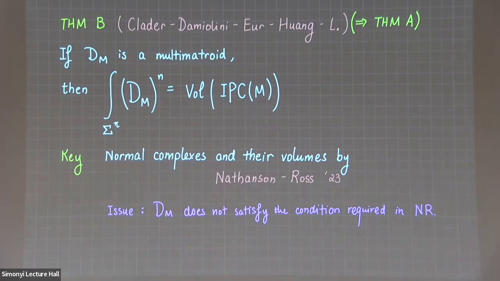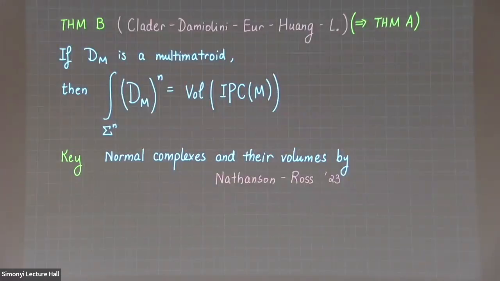And so here, because our fan is not compact, we use a technique introduced by Anastasia and Dusty Ross called normal complexes, and they also compute their volumes. One technical issue that we encountered is that this divisor of the multimatroid in general does not satisfy a technical condition in their paper called the cubical condition.